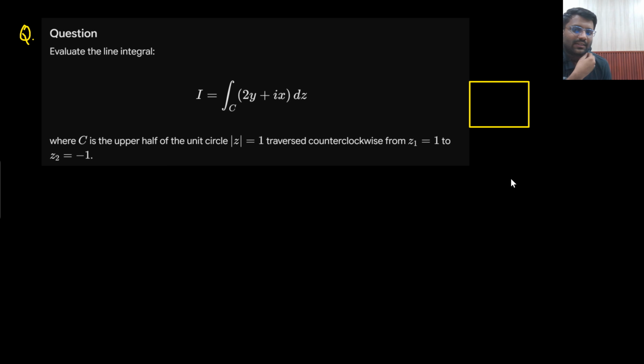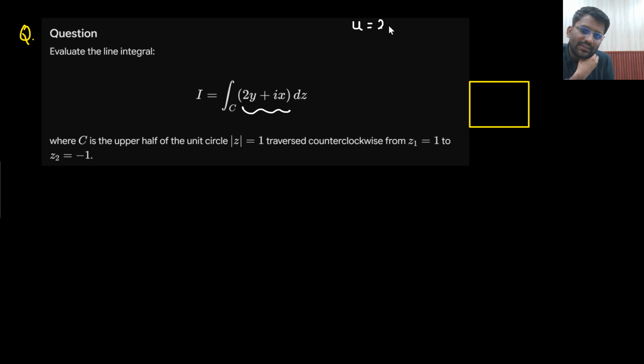Upper half of the circle, sir, something they are asking. Will I try to be smart? Yes, I will try to be smart. I will check whether it is analytic or not. On a first glance, it looks like it is not analytic. This function, I will check whether it is analytic or not.